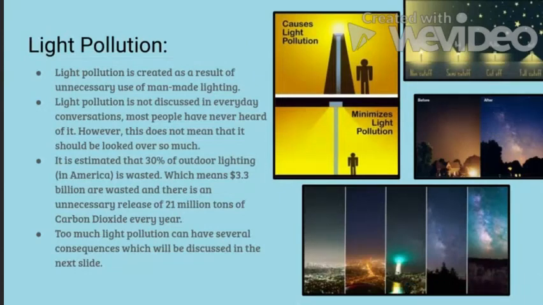It is estimated that 30% of outdoor lighting in America is wasted, which means $3.3 billion are wasted, and there's an unnecessary release of 21 million tons of carbon dioxide every year. Too much light pollution can have several consequences, which will be discussed in the next slide.